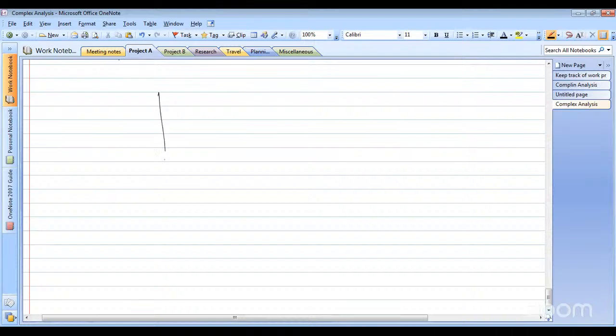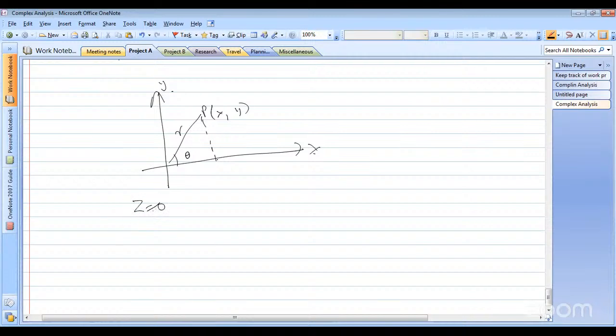One diagram we can take, the point x comma y. When z is equal to 0, we define the modulus of z to be 0, but we do not define an argument of 0.